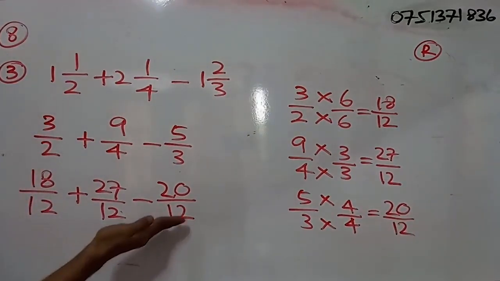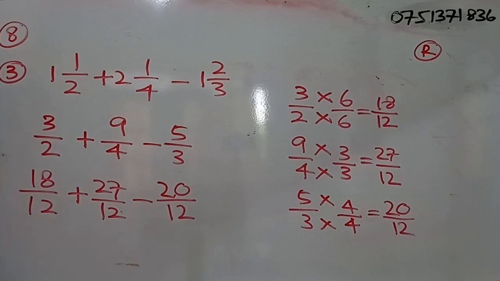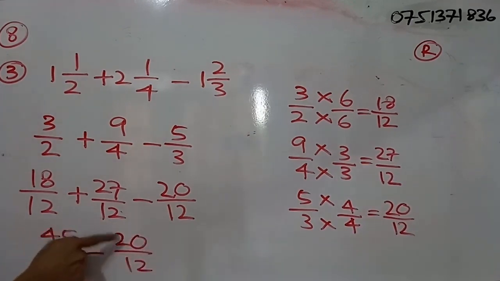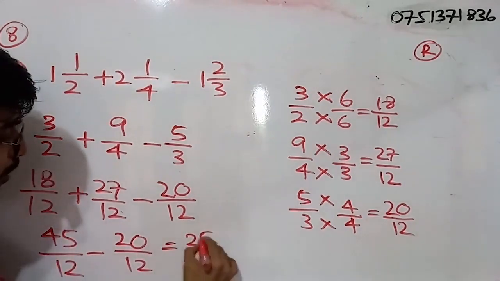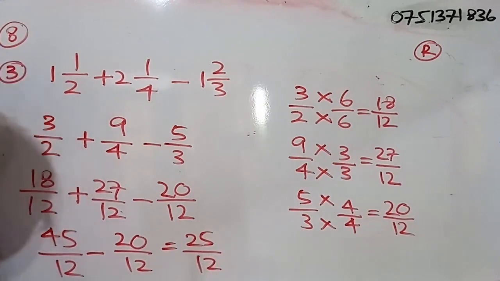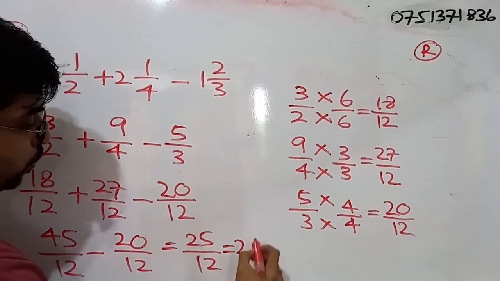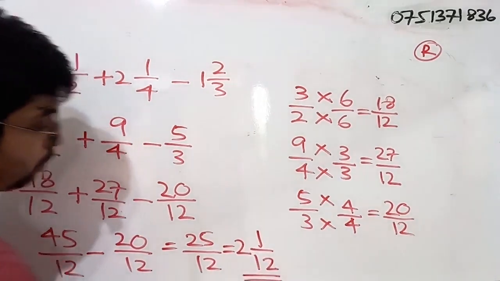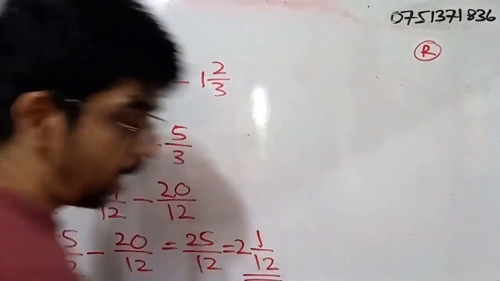Now we have to simplify. So start from here, work our way to this side, BODMAS. Okay. So we have to add these together. So 18 plus 27, we have 45. 45 by 12. Minus 20 by 12. 45 minus 20, 25. So this will be what? 25 by 12. So further we have to simplify this. So this is 2 and 1 by 12. So there's another way of coming up with the answer.